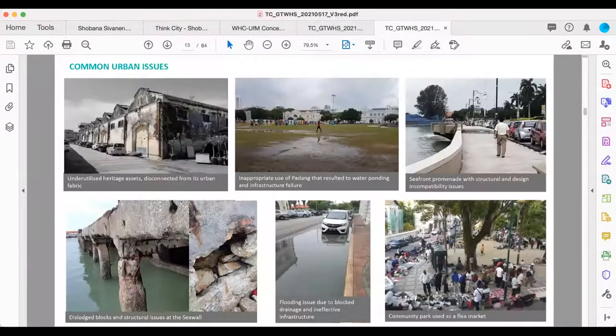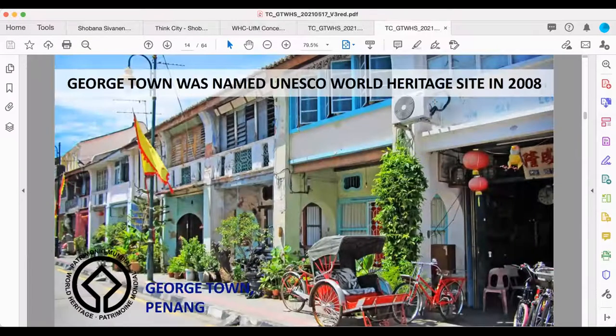Georgetown was inscribed as a UNESCO World Heritage Site in 2008. But prior to the listing, these were the kinds of issues we faced, like many cities we heard about in yesterday's presentation: underutilized heritage assets disconnected from the urban fabric. Many of the public realm areas were not well managed. Historical assets were not well thought through. Some were in a total state of disrepair, with flooding and a general state of decay. So the UNESCO inscription was a blessing in disguise, as I said earlier, creating an impetus for Penang to take the bull by the horns. I would say culture became a big driver to renew and reposition Penang's tourism sector.